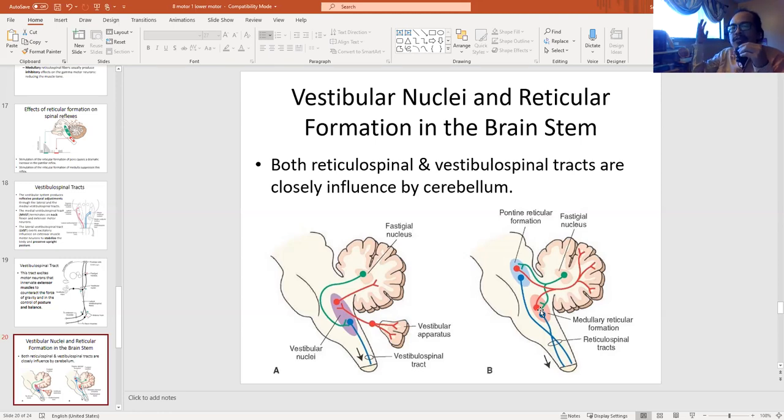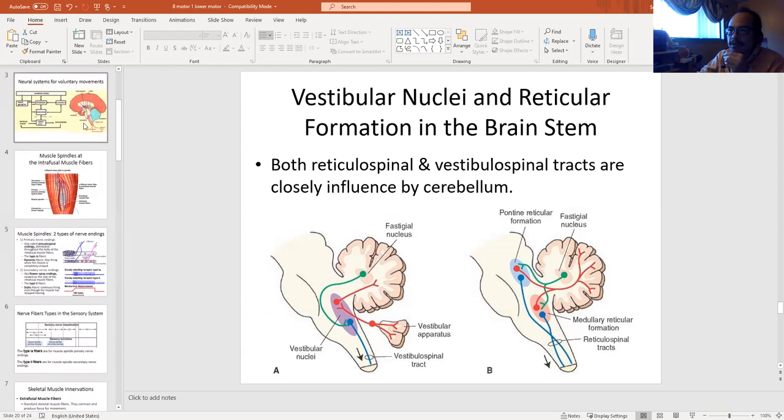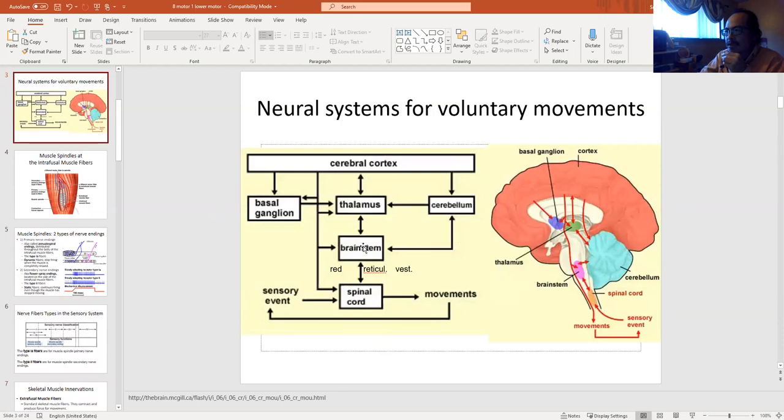And you can imagine that these two have to work together. Your muscle tone has to work together with your body balance. If you are going to excite an extensor, but your muscle tone is so weak over there, it's not going to work. So that is that. And I just want to show that this is very important. This basically goes back to the slide where we talked about the cerebellum influencing the basal ganglia. I just showed you that the cerebellum influences the vestibular and the reticular. Later you can see that the cerebellum also influences the red nucleus.